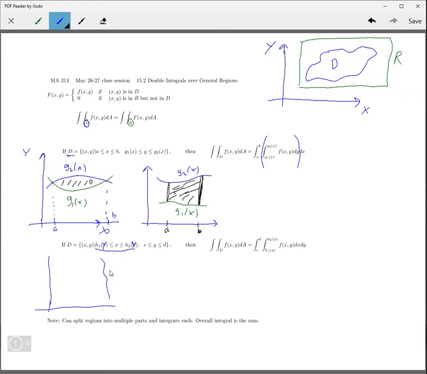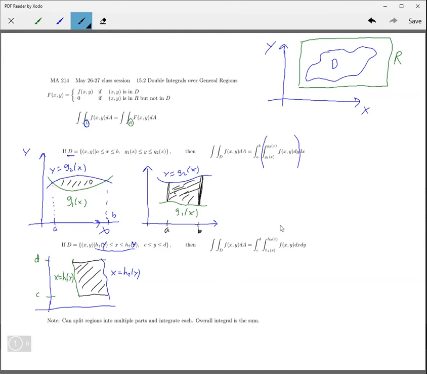Your h2, okay, so you have x equals h2 of y over here. And by the way, this is y equals that, and that's y equals that. And then over here you have x equals h1 of y. Okay, and then you have from C to D. So your region looks like this.